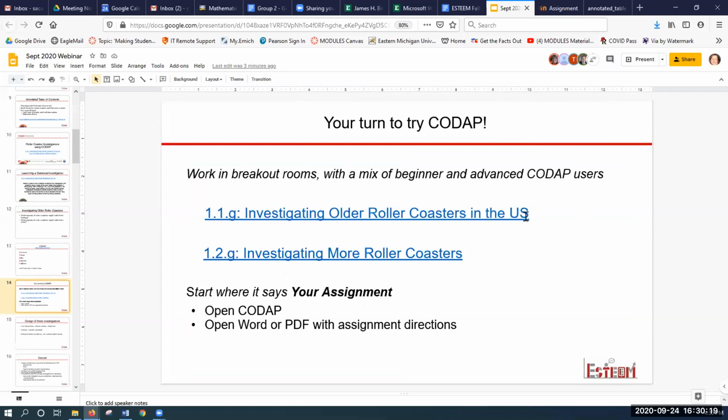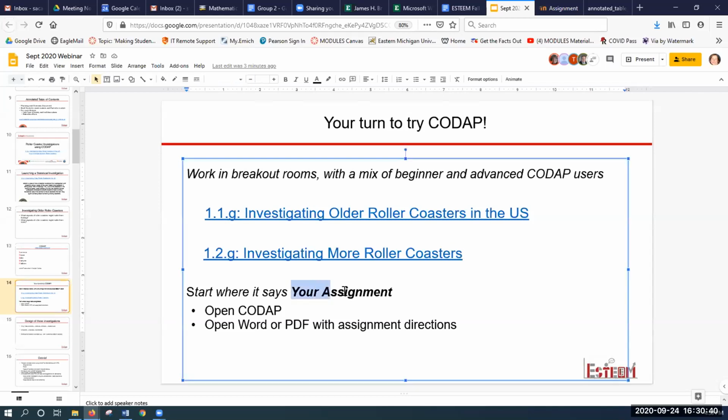You're going to get a choice of whether you would prefer to do the first investigation we have with roller coasters, which is the one you saw the launch for. That's definitely more of a beginner level. Or if you're feeling more adventurous, you can do the one under 1.2G, investigating more roller coasters. Either way, in the Moodle, go to where it says your assignment. There are two different things you'll need to open: the CODAP file itself, which is linked there, as well as either the Word or the PDF with the directions for analyzing this data set.